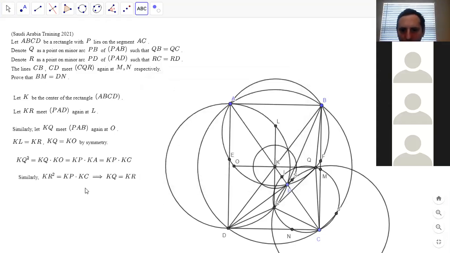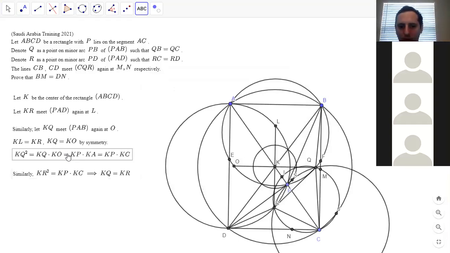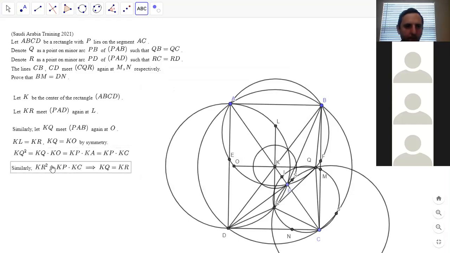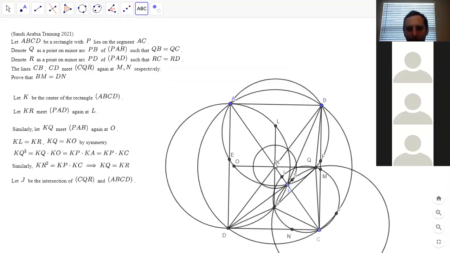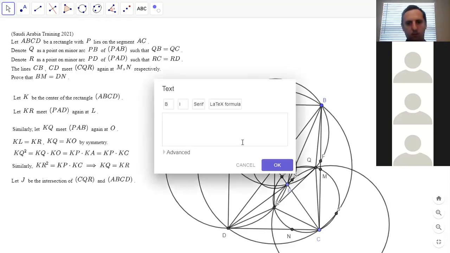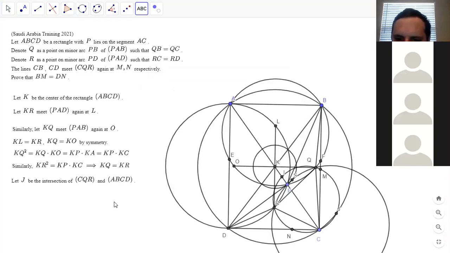And then once we know that, okay, so we want to show that J, we haven't defined J yet. So let J be the intersection of CQR and the circle ABCD. And we want to consider an inversion centered at K with radius KR. Actually, we don't need the inversion, Michael. I think we don't need the inversion.